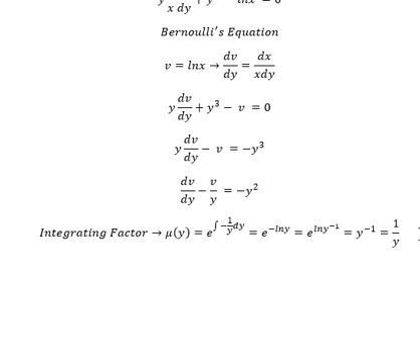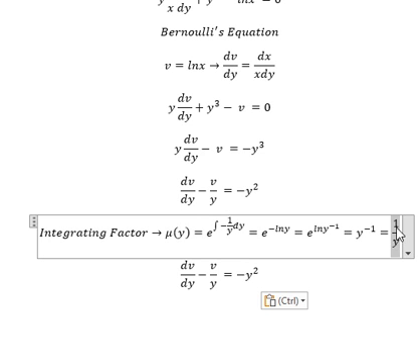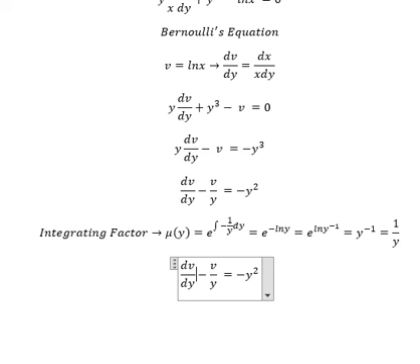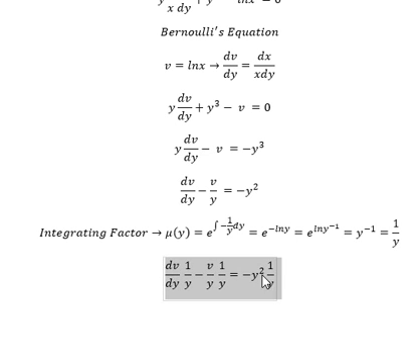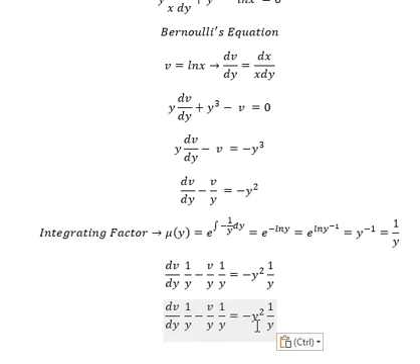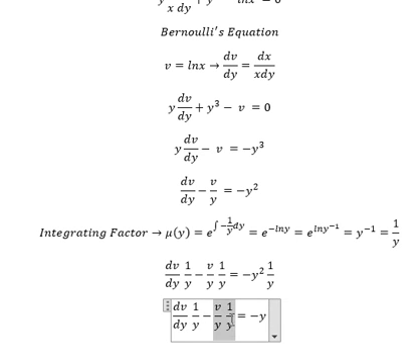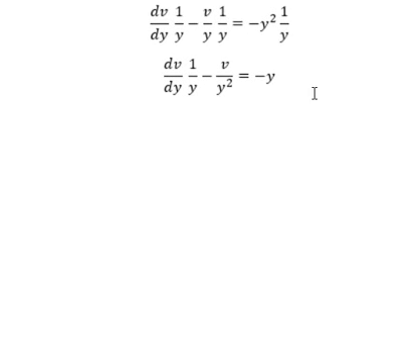That means we multiply both sides by 1 over y. So this one we have y. This one we have v over y to the power of 2. Next, we put the integration on both sides.